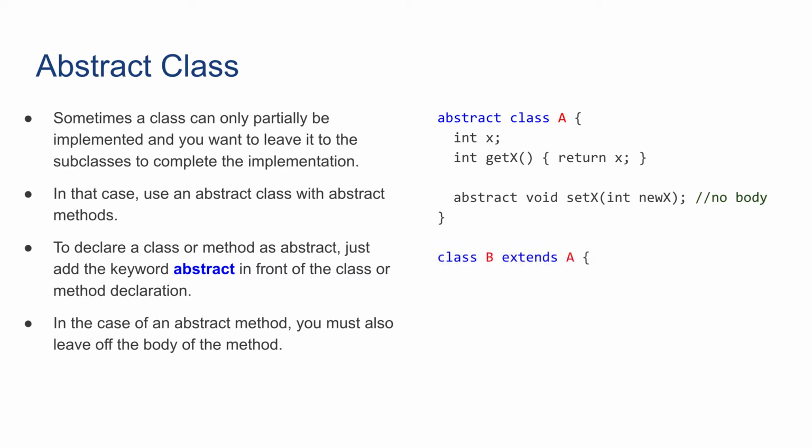So here's a class B that extends class A, and now we have the same void setX, the same function with the same name and same signature, that takes an integer new x, and this time it will set x to new x.